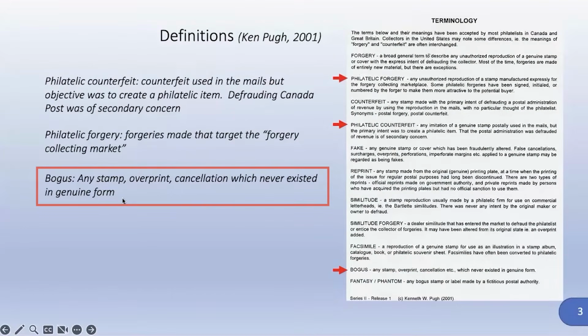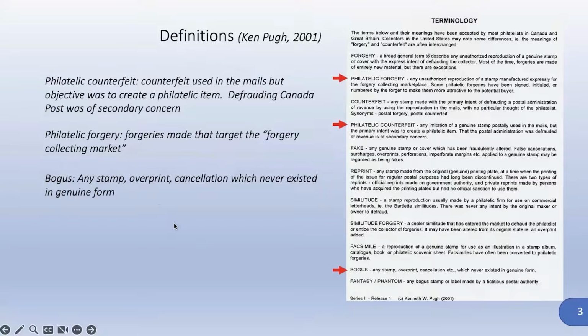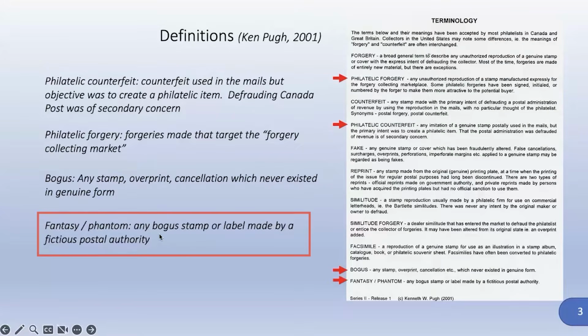Bogus. These are the interesting ones: any stamp, overprint, or cancellation which never existed in genuine form. I've got lots of examples of those. And the fantasy or phantom ones are bogus ones for a fictitious postal authority. A few examples of those too.